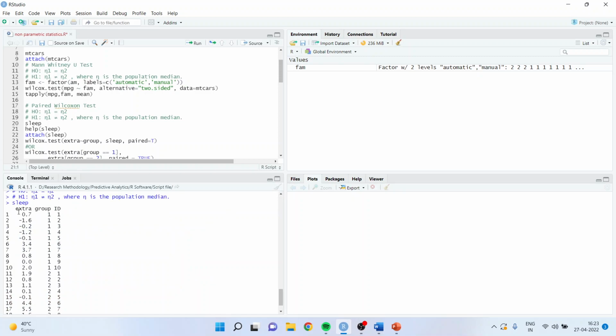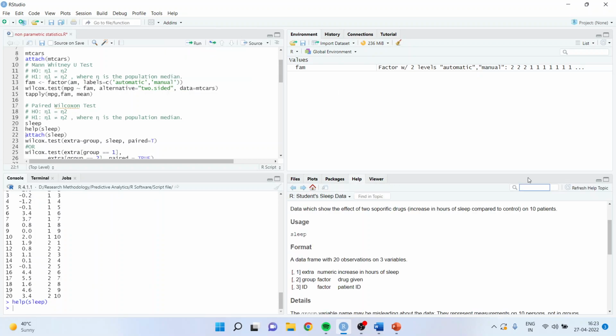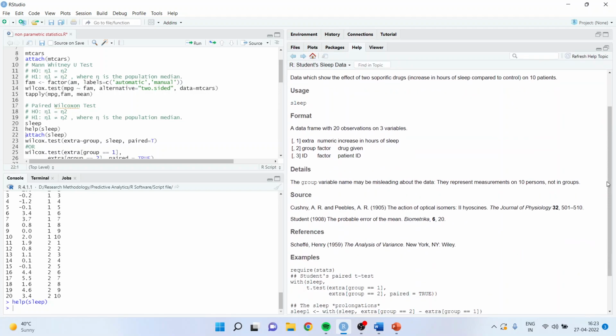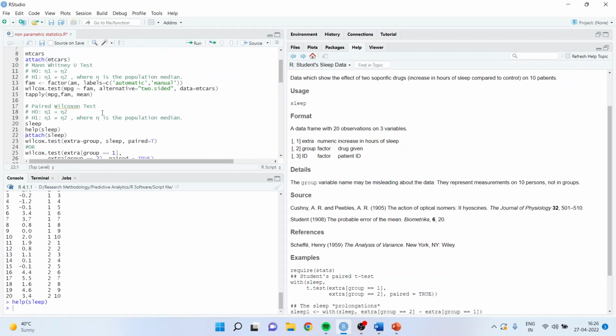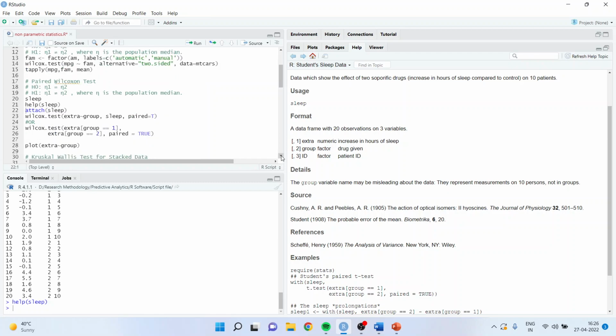So how much extra sleep does a person get? There are two groups, 1 and 2. When I run it, I'll get all the variables on the right-hand side: extra, that is how much extra sleep there is, and group factor, drug given or not given. Now I'll activate the file, that is sleep. It's a default data frame which is given in R.